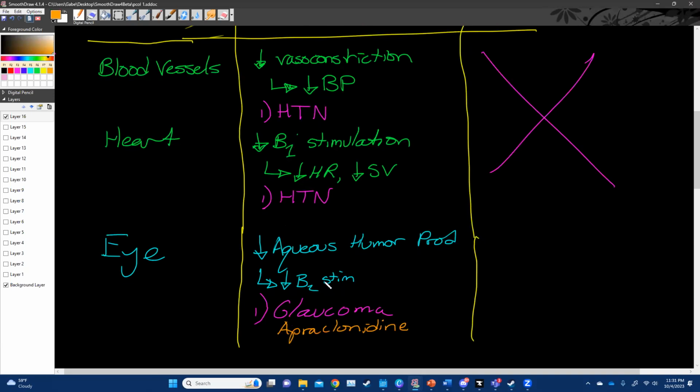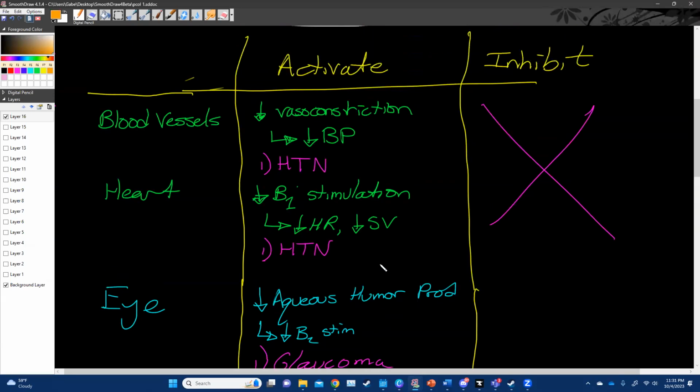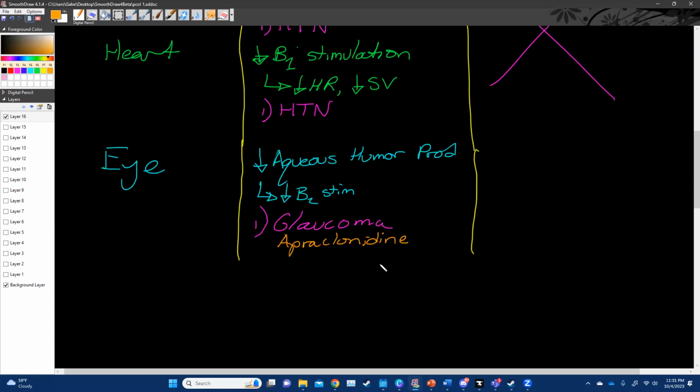Now, there's a couple of other effects. We can use alpha 2 agonists like clonidine in ADHD because it's a bit sedative. We use it in withdrawal from certain narcotics because, again, we're decreasing the sympathetic activity, and it's also sedative. So, quite nice, right? Quite nice.